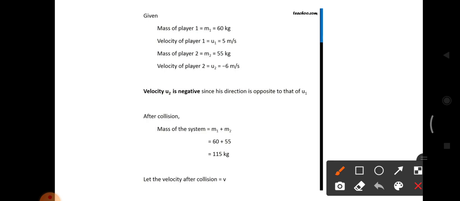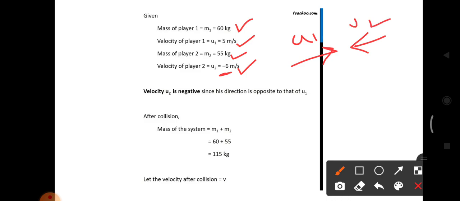The mass of player 1, m1, is taken as 60 kg. The velocity of player 1, u1, is 5 meters per second. The mass of player 2, m2, is 55 kg. The velocity of player 2, u2, equals minus 6 meters per second. Why do we take the minus? Because the second player moves opposite to the first player. This is the first player and this is the second player. Both are moving in the opposite direction. So we take u2 as minus 6 meters per second.